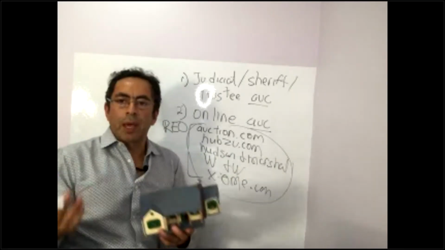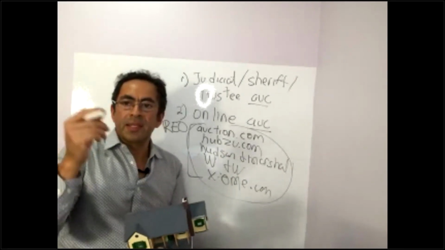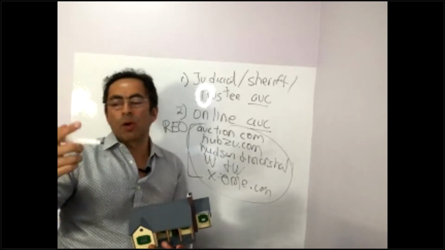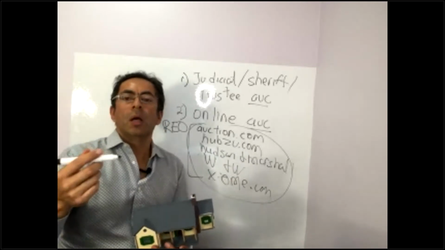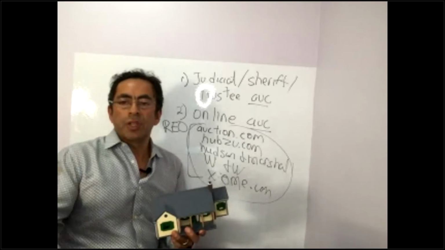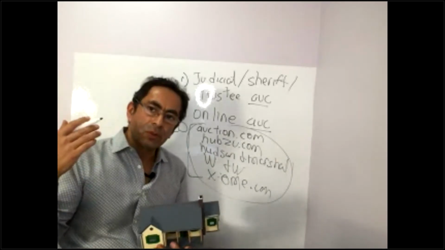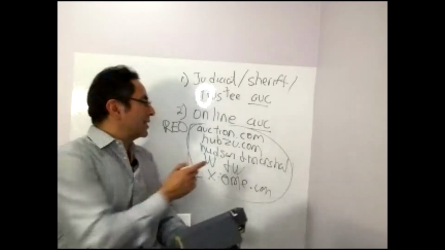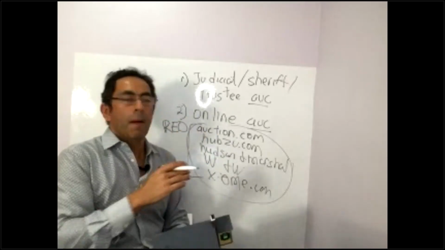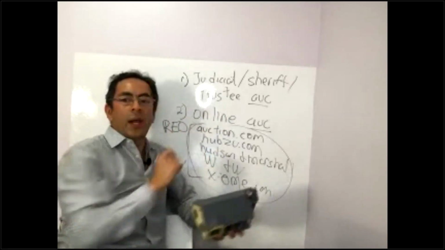Of course, there are some exceptions. Some of the properties say financing, and then you're going to see cash only. Or if it doesn't say cash only, that means that you can finance the transaction. So that's the biggest difference between the judicial auction and the online auctions.